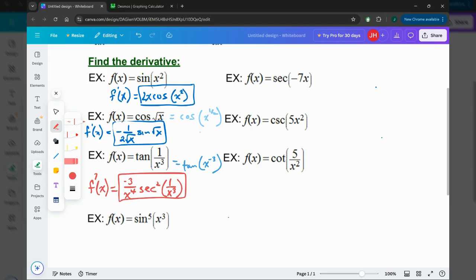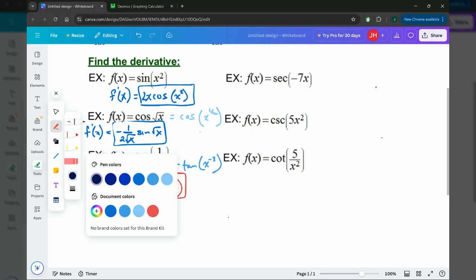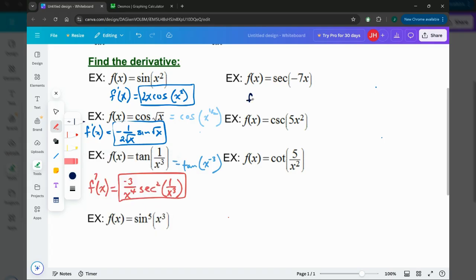Let's keep going with some of these other trig functions. Let's talk about secant here. The derivative of secant is secant of whatever, tangent of whatever. But what's the derivative of the inside function? The derivative of the inside function is negative 7. Just because we wrote this twice doesn't mean I take the derivative twice. The original function has one negative 7x inside. I multiply by its derivative out front. Here is the derivative of secant of negative 7x.